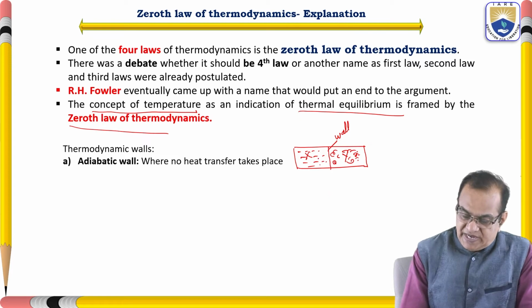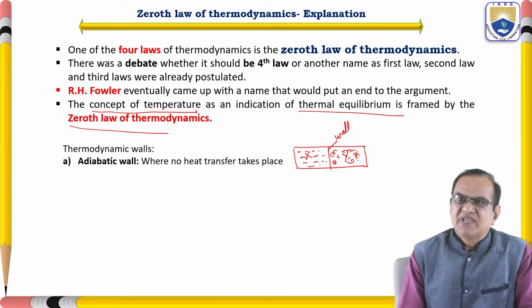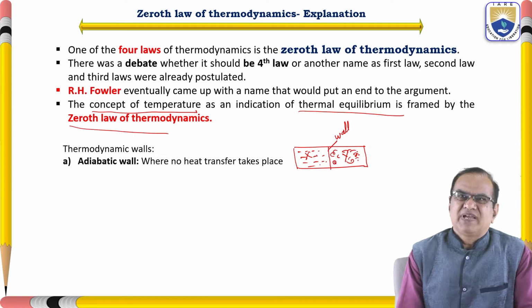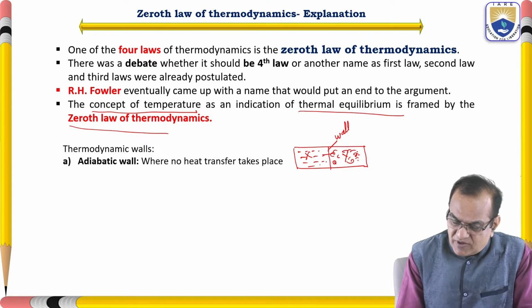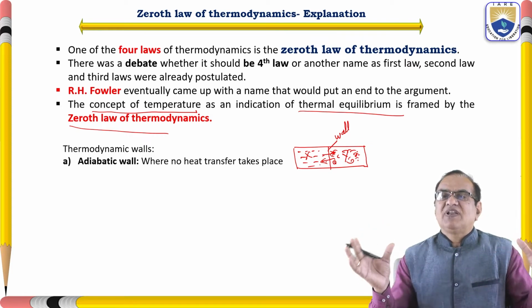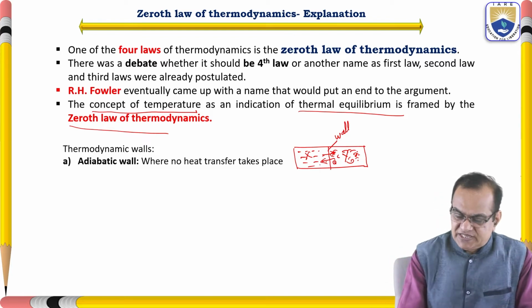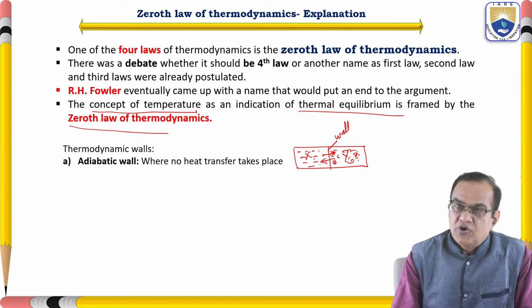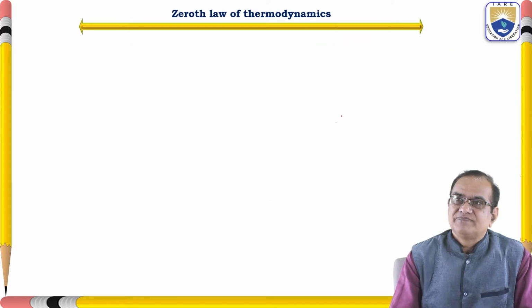So it may, here are some parameters, any thermodynamic parameter, pressure, temperature, specific anything, it will not allow to transfer from here to here or here to here. It will make the system isolated. This wall will not allow energy to transfer from X to Y or Y to X. This is called the adiabatic wall.